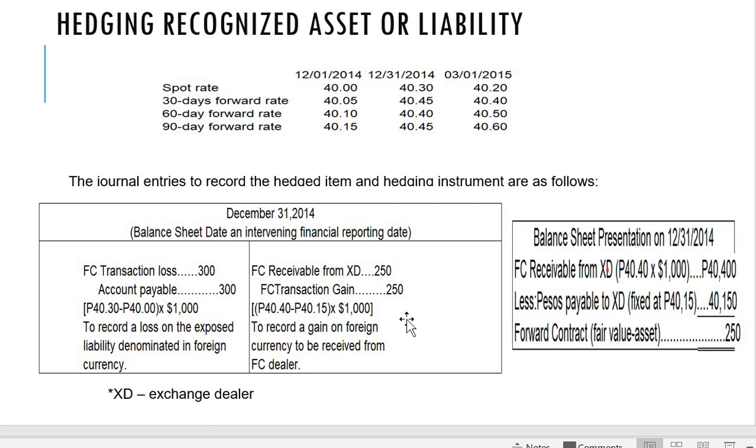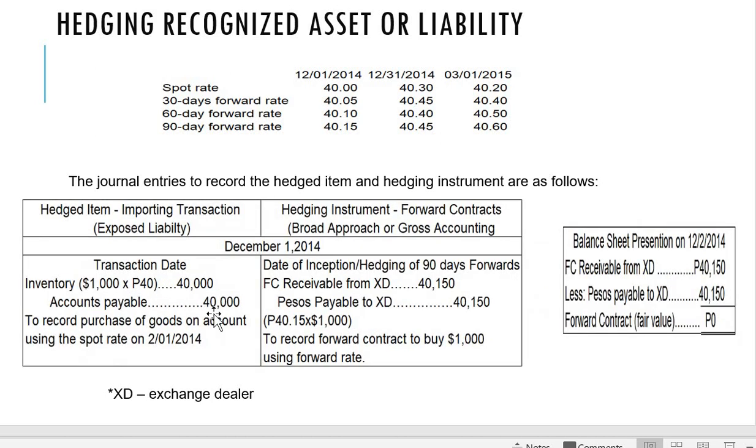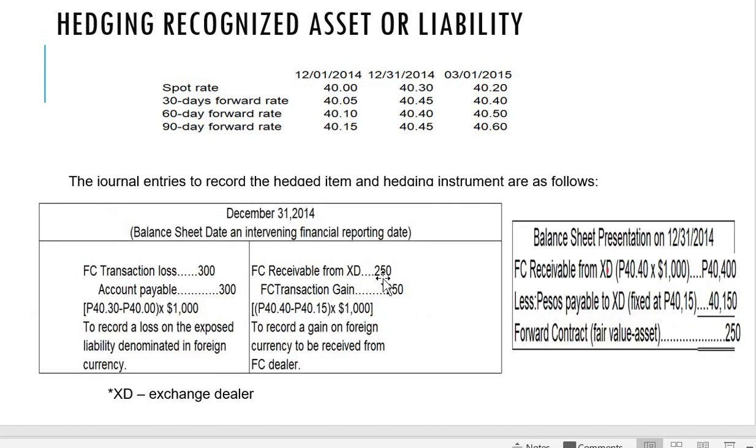Okay? So, if financial statements are prepared on December 31, of course, we have foreign currency receivable of actually 40.4, the 60-day forward rate, times 1,000, which is 40,400. Basically, that's 40,150 plus our entry of 250, so we have 40,400, diba? Less our fixed peso payable at 40,150. If the receivable is greater than the payable, we have a forward contract asset. Okay? We have an asset.